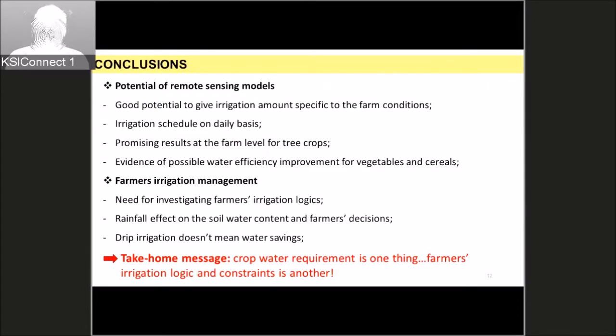And for the farmers' irrigation management, I think we need investigation to really understand more the farmers' irrigation logic. And you can see the rainfall effect, which differs between the models and the farmer decision. And this is, I think, the most important thing: drip irrigation really doesn't mean water saving, actually. It's all about practice. And the take-home message, I would say, is that crop water requirement is one thing, and farmers' irrigation logic and constraints is another. And we have to find the best compromise between these two things to have better water management.